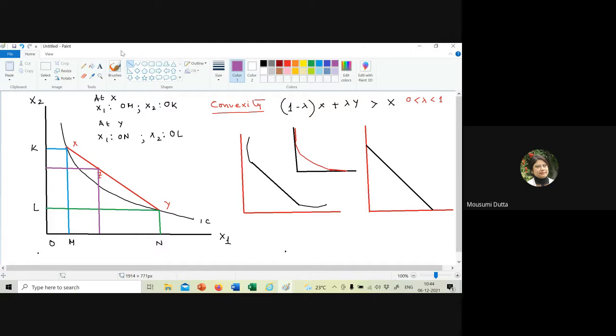So if I mark the points, and say S. So at Z, the consumer is consuming at Z. What is the amount of X1 and what is the amount of X2? OH and OS.